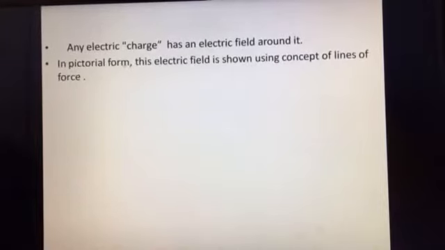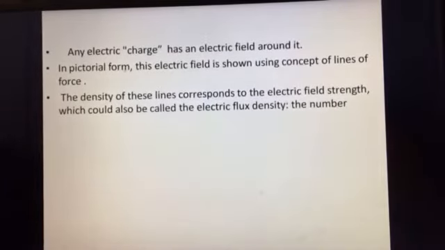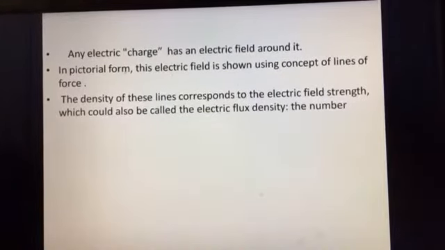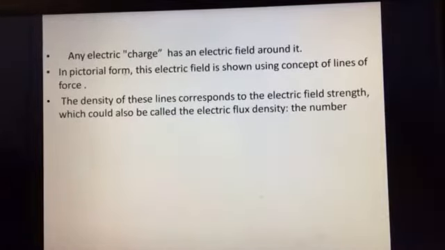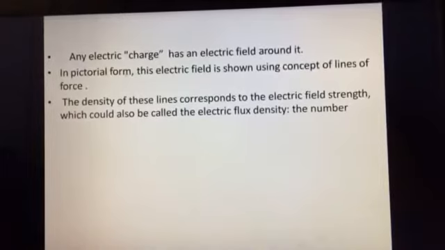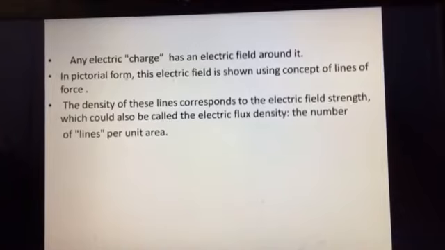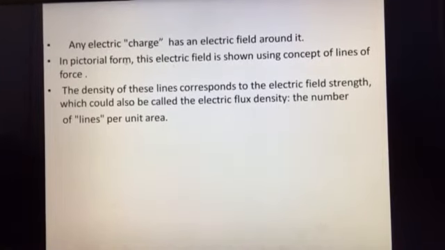In pictorial form, this electric field is shown using the concept of lines of force. We have already studied about lines of force. So we also know that the density of these lines corresponds to the electric field strength, or electric field intensity, which could also be called the electric flux density. If the lines are more dense, that implies that the electric field is stronger. If the density is less, we say that the electric field is weak.